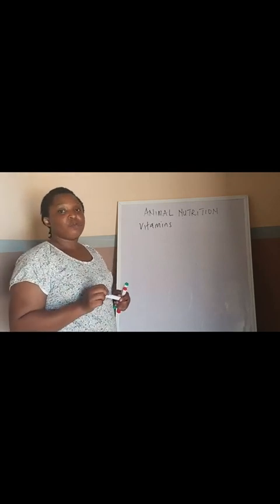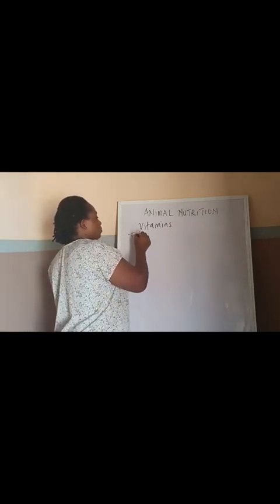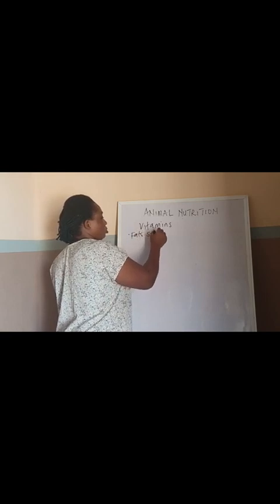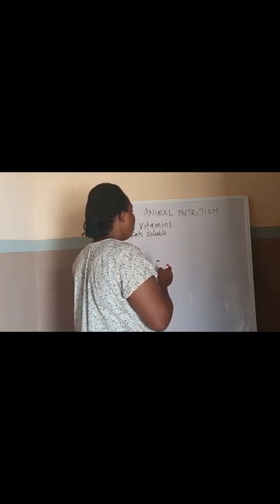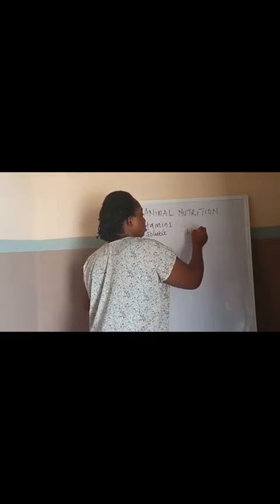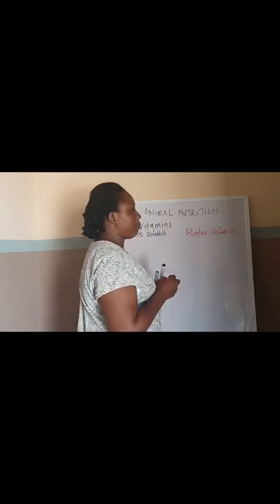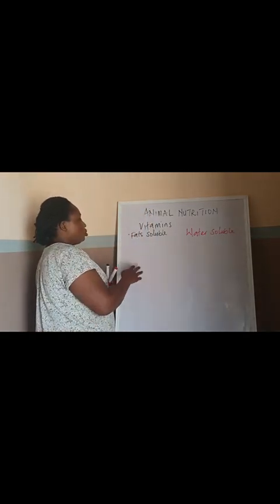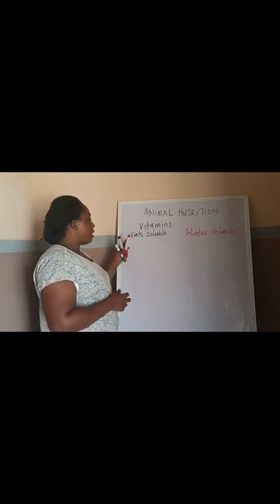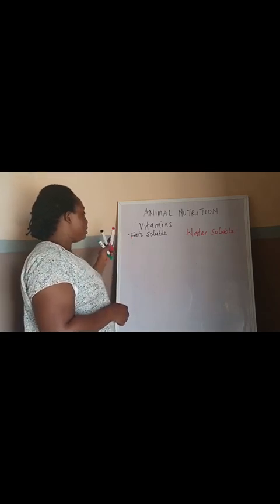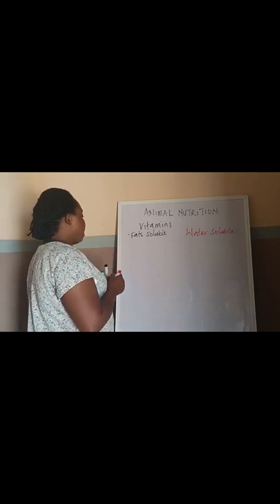Fat soluble and water soluble vitamin. So these are the two types of vitamins that we have. So the fat soluble are the type of vitamins that can dissolve in fat. So the fat solubles, they can dissolve in fat.